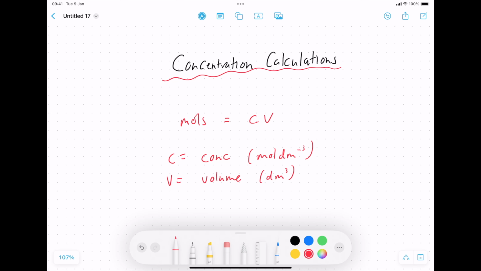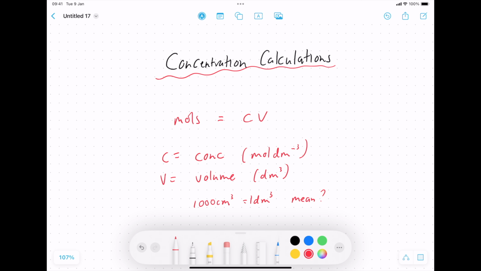So that means if you were given volumes that are not in decimeter cubed, you must convert. Now, you are normally given volumes in centimeter cubed. So, for example, if you're carrying out a titration or measuring solutions out, it's very common to talk in terms of centimeter cubed. So, I've measured out 25 centimeter cubed of HCl, or I've measured 15 centimeter cubed of sodium hydroxide. So, we must remember that 1,000 centimeter cubed is equal to 1 dm cubed. So, what does that mean? If you're given the volume in centimeter cubed, you have to divide by 1,000. So, for example, a volume of, say, 25 centimeter cubed, dividing that by 1,000 gives us 0.025 dm cubed.